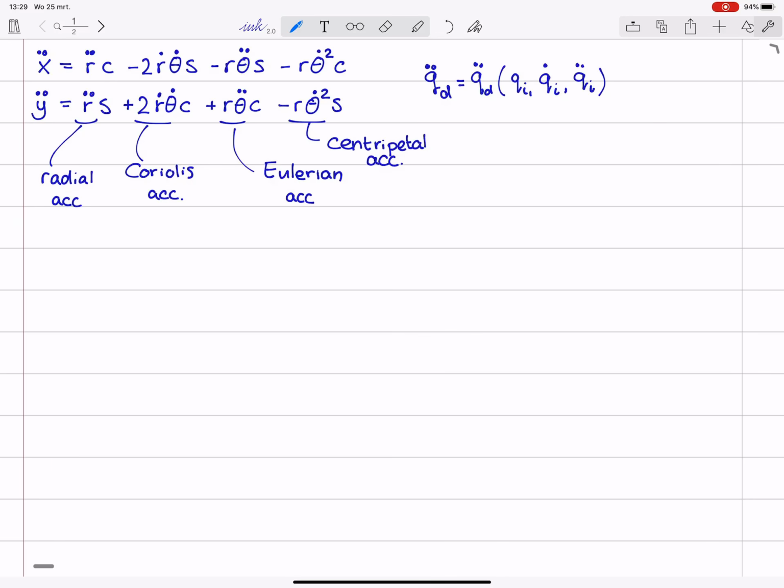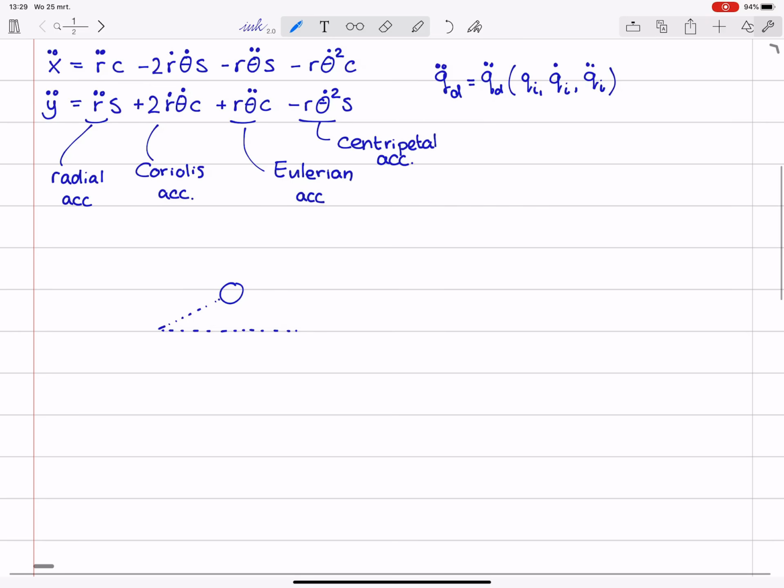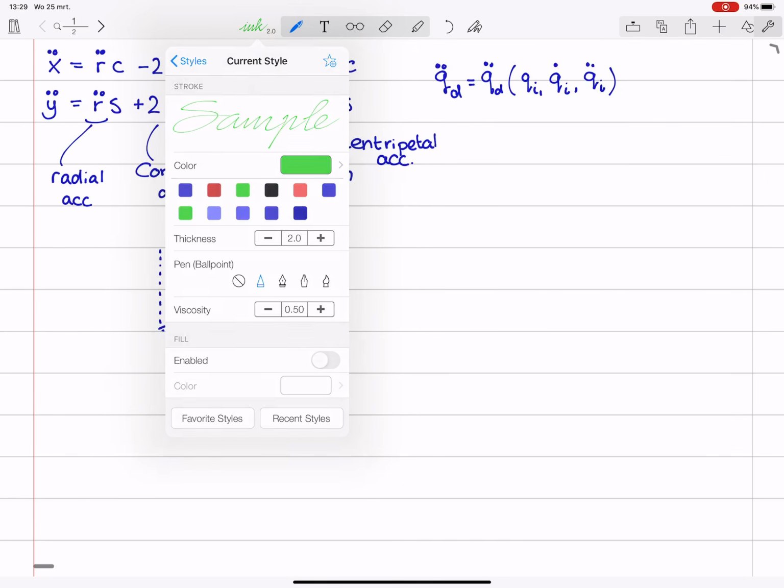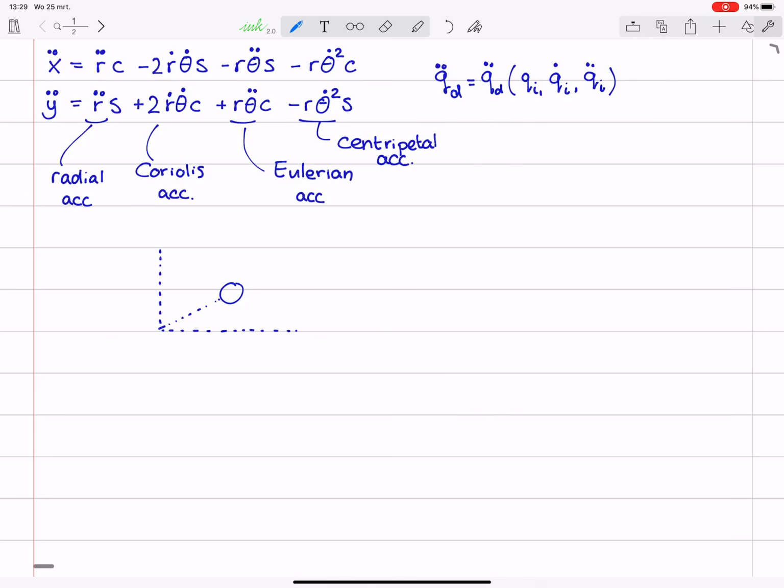I think it's a very good idea to make a kinematic diagram where we include, maybe here in blue, the r, the x and the y frame, like this. And let me now switch to green as I draw these accelerations. So the radial acceleration is positive in x and positive in y direction. It's radially outward like this, r double dot. Then the Coriolis acceleration, you can see that it's negative in x and positive in y direction. So that means that it is in this direction. Okay, so this is 2r dot theta dot.